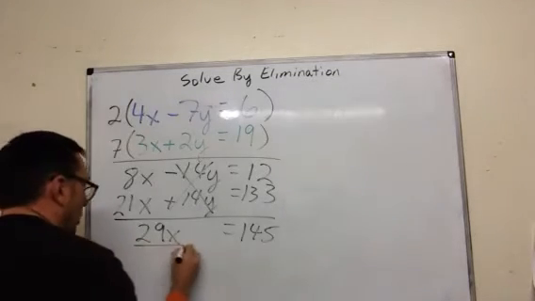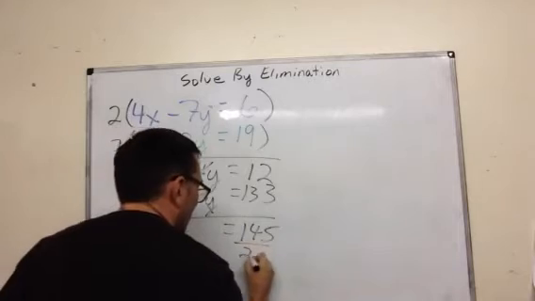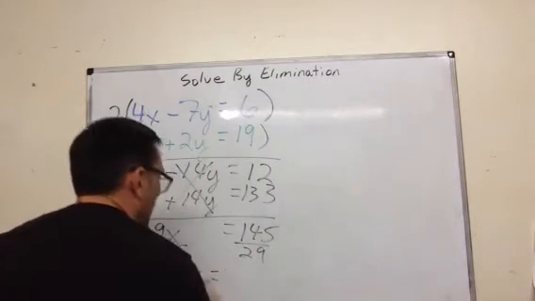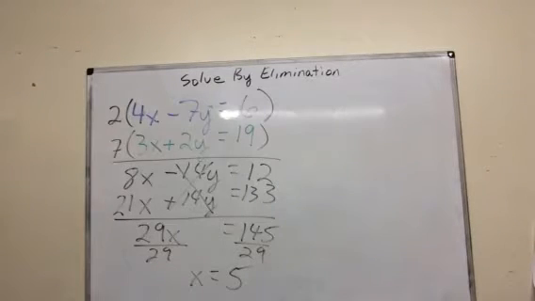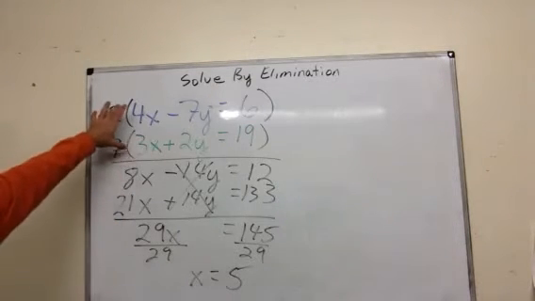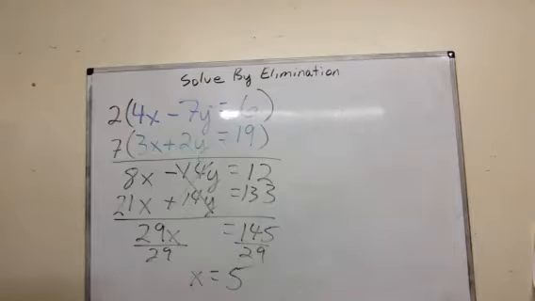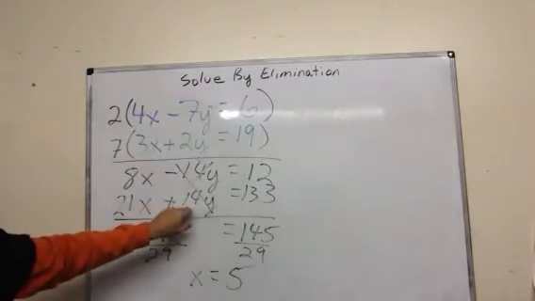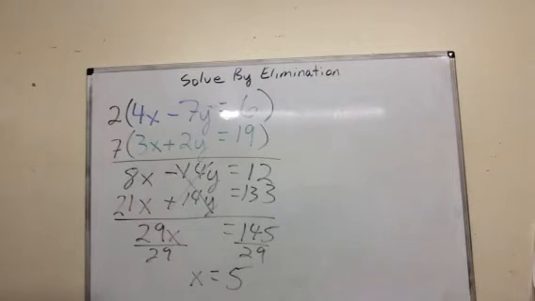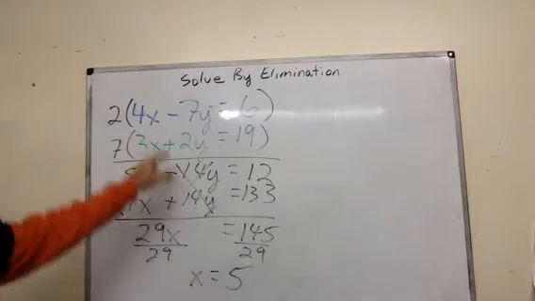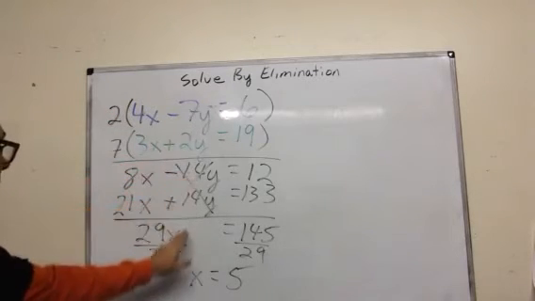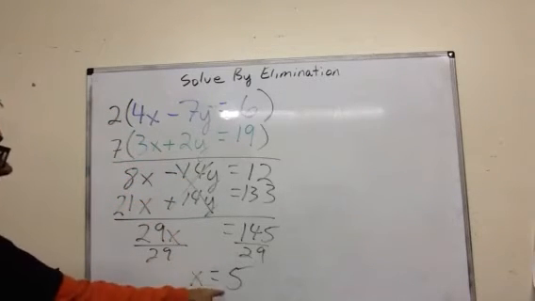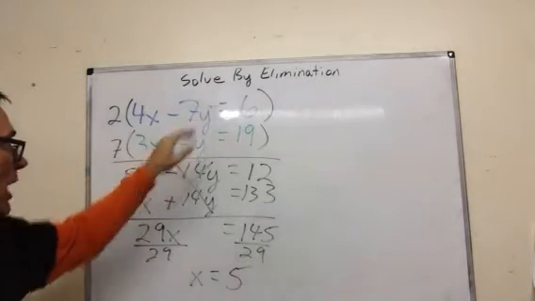Now, divide by 29. And when we do, we get x equals 5. So the only thing we've added is we had to multiply both equations by a number. And again, I just flip-flopped these numbers and made sure one was positive and one was negative. So this was step 1. Step 2, we added down. Step 3, we solved. Step 4, I need to find out what y is.